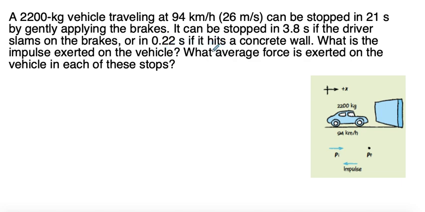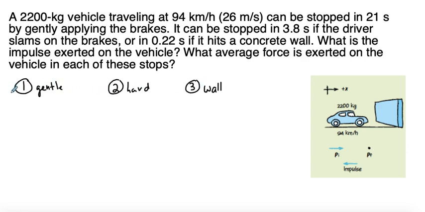So what is the impulse exerted on the vehicle, the average force exerted on the vehicle, in each of these stops? We have three different scenarios. Scenario 1 is the gentle braking, scenario 2 is the hard braking, and scenario 3 is the wall. This is going to give us some good practice with momentum and impulse.